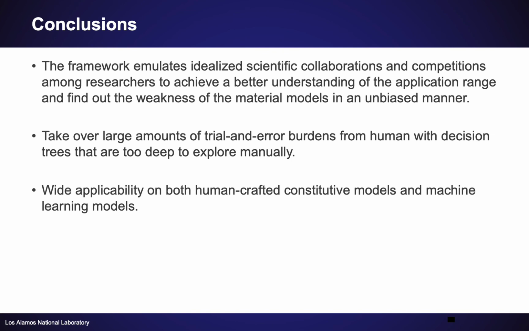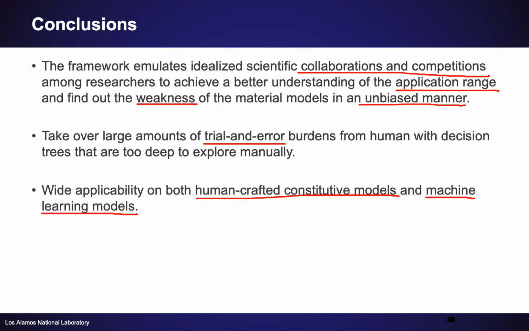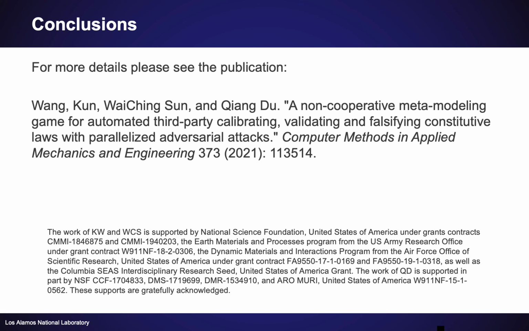For conclusion, this framework emulates idealized scientific collaborations and computations for better understanding of the application range of constitutive models, especially finding out the weaknesses in an unbiased manner. The computer can take over the large amount of trial and error burdens in exploring manually the experimental decision trees. This framework can be applied to both human-crafted constitutive models for spotting strengths and weaknesses, and also increase the robustness of machine learning models given better calibration and testing data. For more details, please see the published work in CMAME.